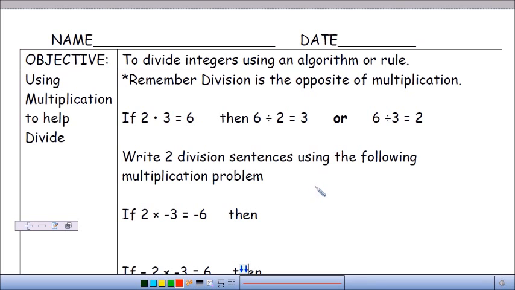Okay, in this video we're going to talk about how to divide integers using an algorithm or a rule. Make sure you remember what that means. An algorithm is a rule. I talked to you about that in the previous video on multiplying integers. We're going to use that multiplication video to help us divide. Remember, division is the opposite of multiplication.